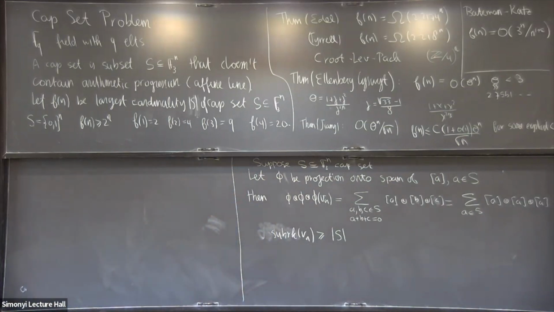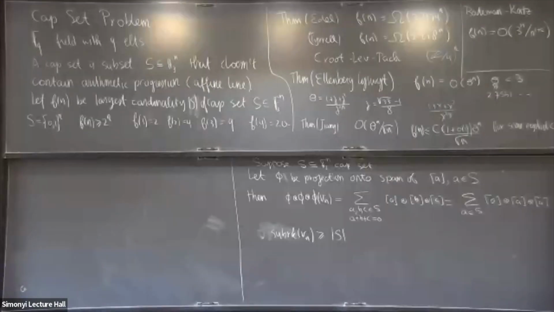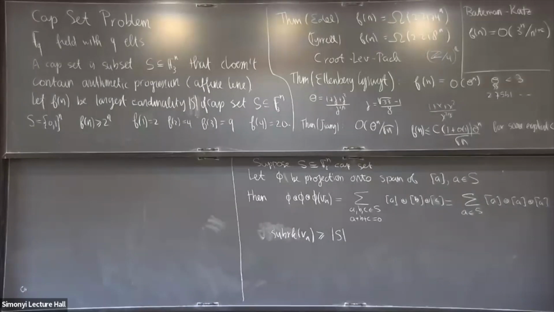Do we know how big can the gap be between the subrank and the slice rank? Yeah, it can be quite large. So we know, for example, if you take a random n by n by n tensor, it will have slice rank n, and the subrank will be roughly square root of 3n.